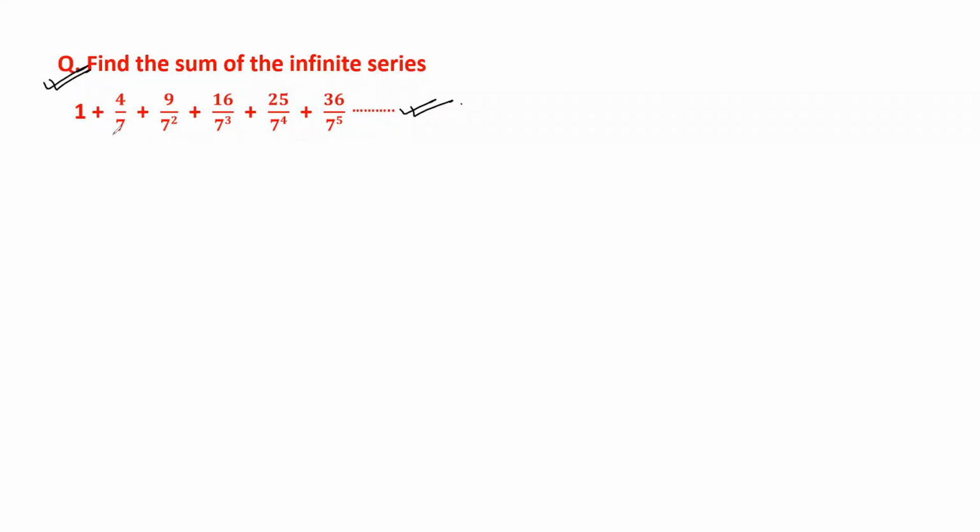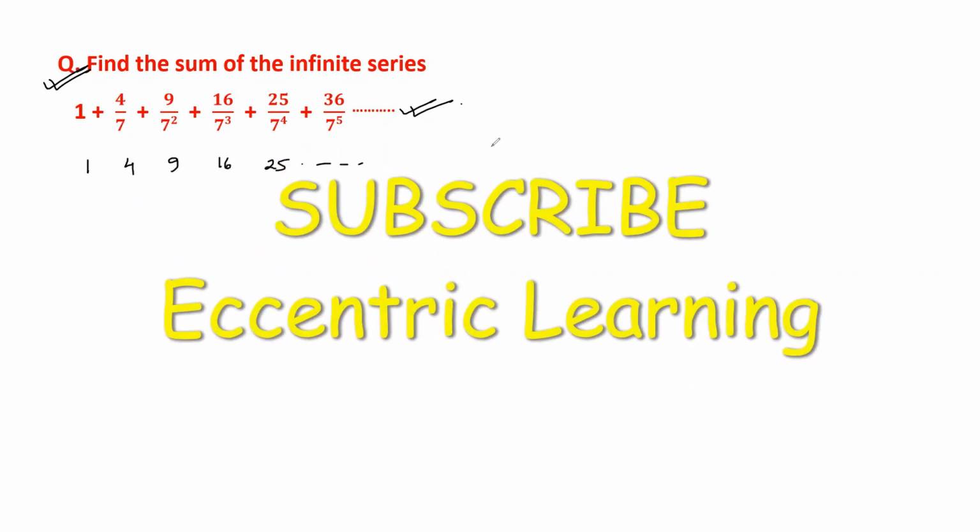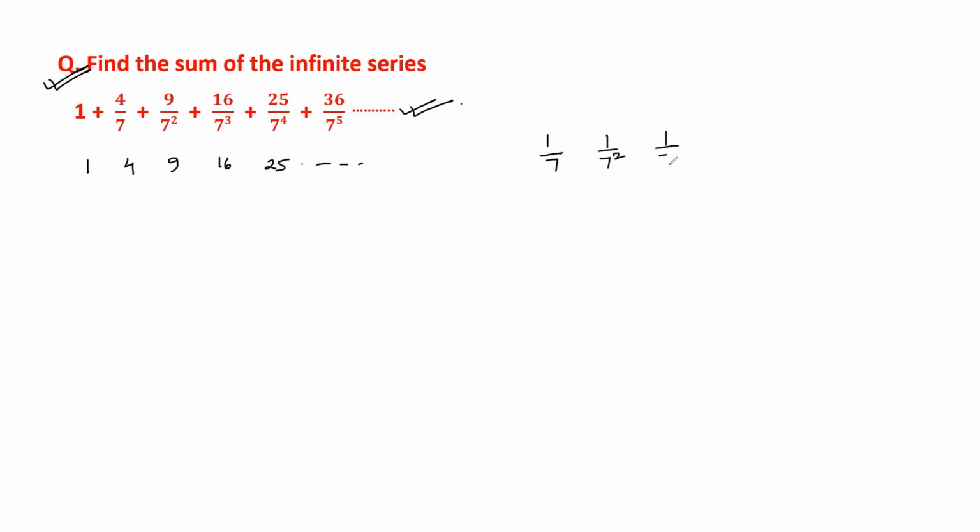Here also, if you observe carefully, this series is a combination of two series, where the first series can be thought as 1, 4, 9, 16, 25, and so on. And the second series can be thought as 1 by 7, 1 by 7 square, 1 by 7 cube, and so on. This second series is a GP series where the common ratio is 1 by 7.